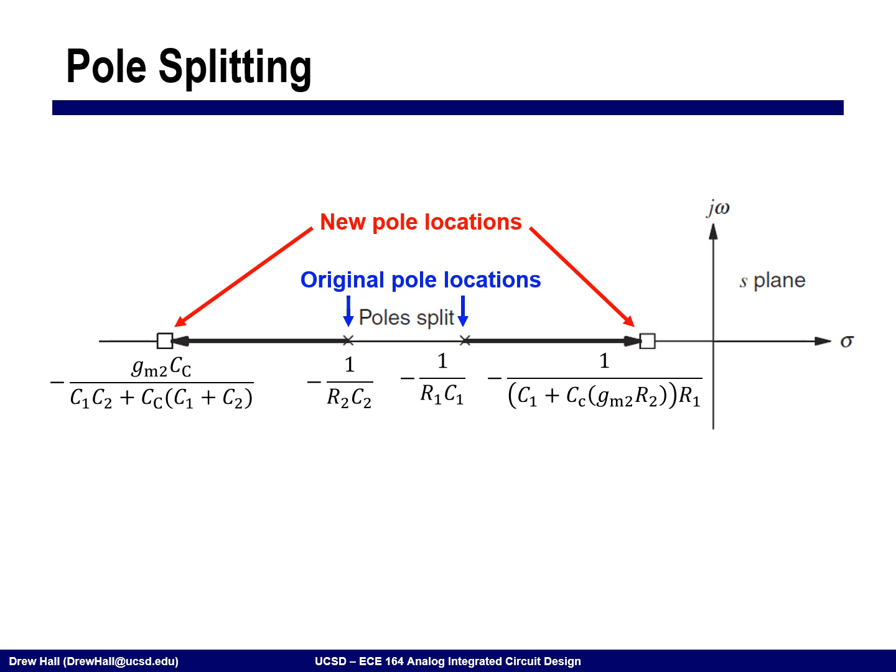All right, so if I look at the S-plane, originally I had poles right here, omega P1 and omega P2, okay? This is the original pole locations. Now, I add CC, and what happens? This pole moved in to lower frequency. This pole moved out to higher frequency, okay? This is graphically showing us pole splitting. The two poles got farther apart, which increased my phase margin, okay?